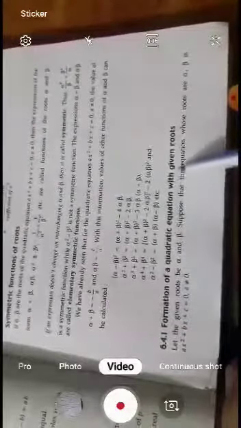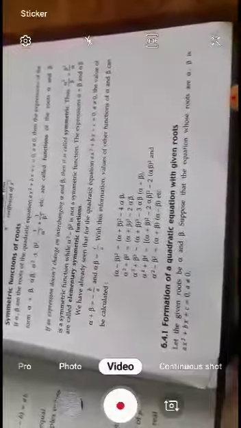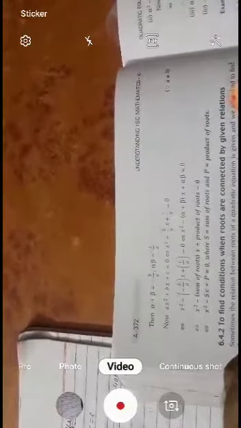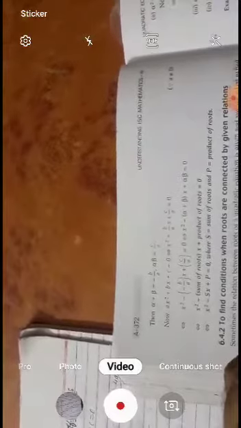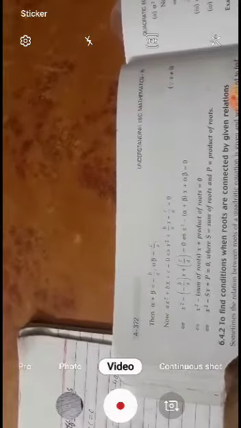Formation of the quadratic equation when the roots are given. If alpha and beta, the roots, are given, then this is the formula: x² - (sum of the roots)x + (product of the roots). Okay, from here you can study the chapter. This is the formula, and till here this is in your course. Now I am telling you some questions related to this.